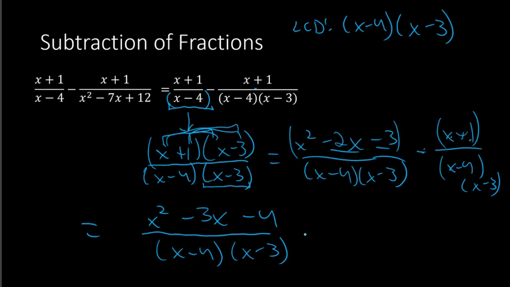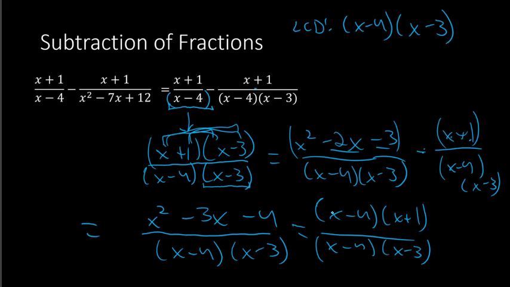Alright, so now we have that. Now from here we can actually factor the numerator. So when we factor, we would get x minus 4 times x plus 1 over x minus 4 times x minus 3. And notice the x minus 4s would cancel. So your final answer would be x plus 1 over x minus 3. And that's how you take care of a subtraction problem.